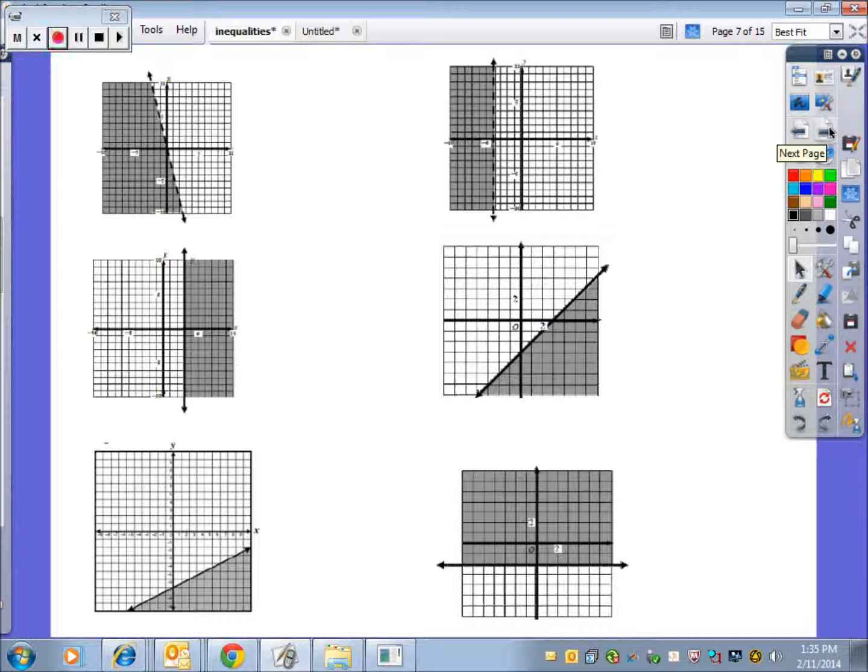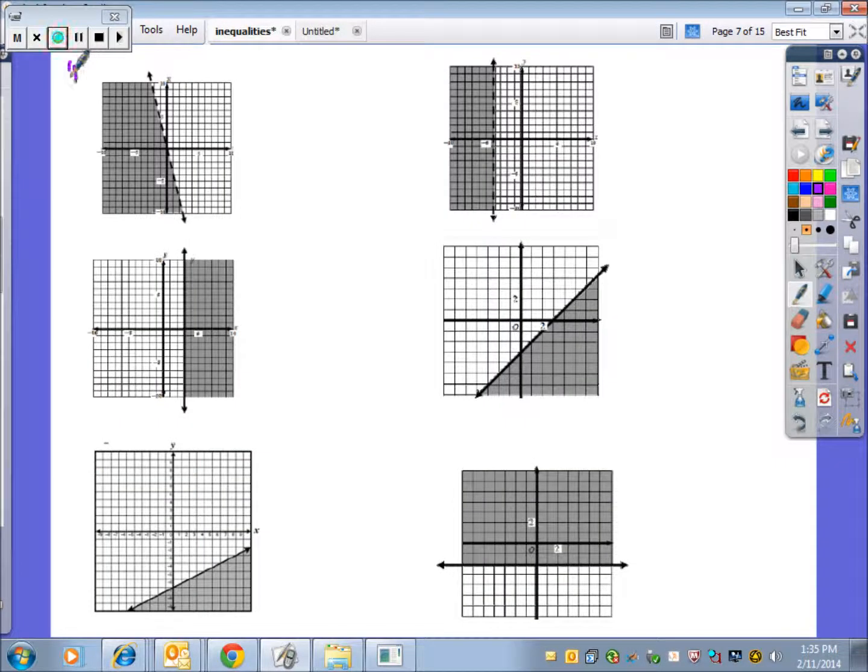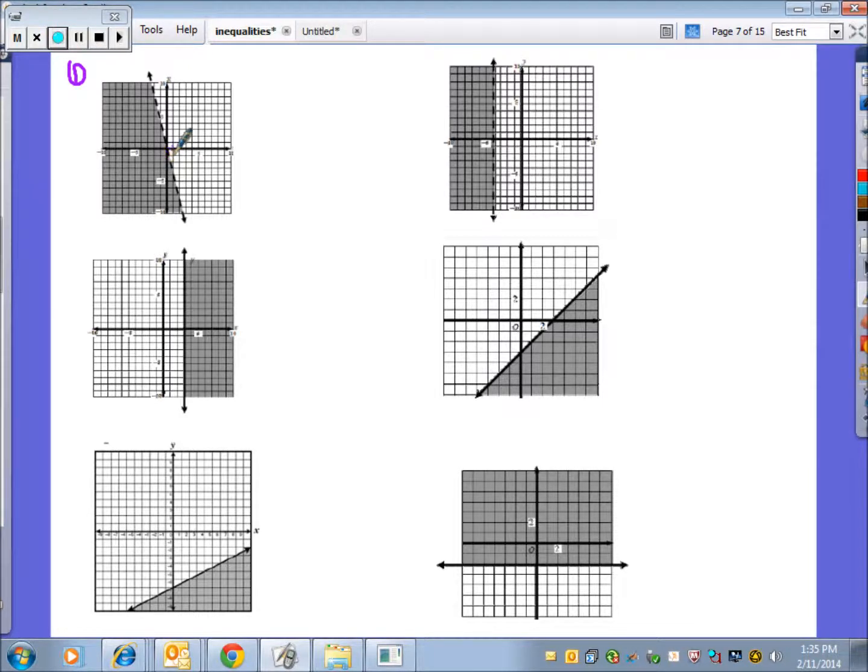Here's the first 6 of the graphs. I'm going to show you how to go through and write the equation for each of the lines. Our y-intercept is 0, so we know we're going to have y, and it's a direct variation. Our slope is down 1, 2, 3, 4 over 1, so we have a slope of negative 4x.